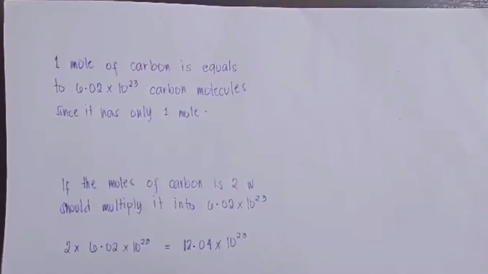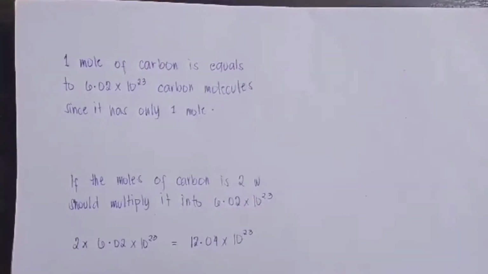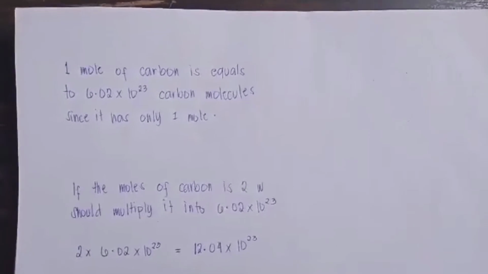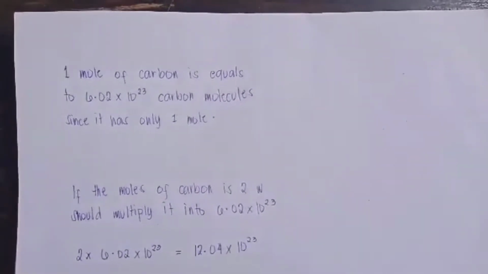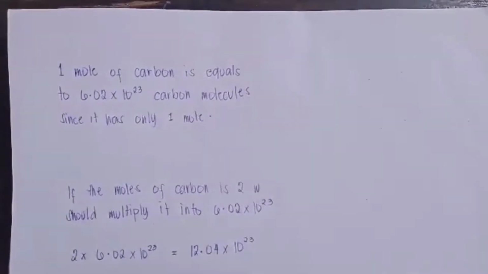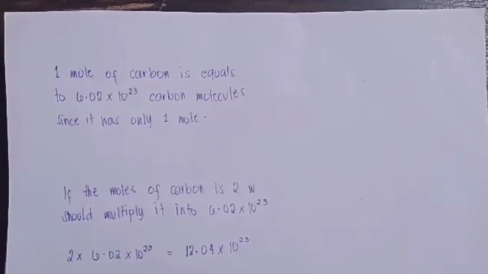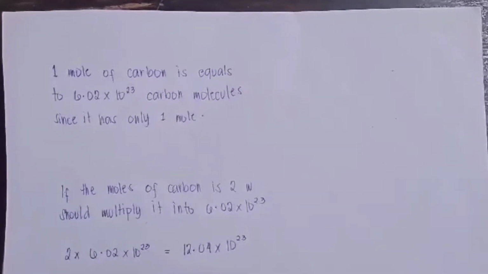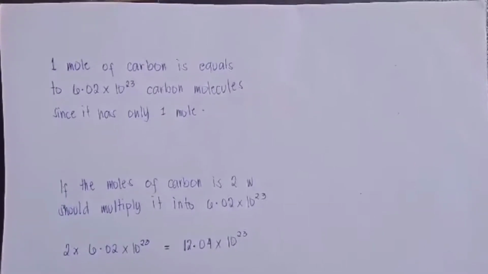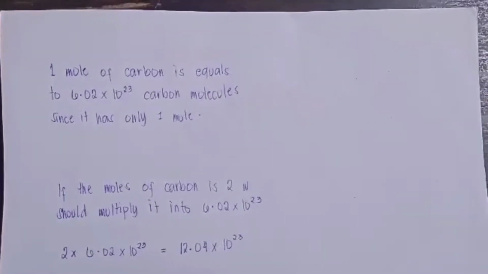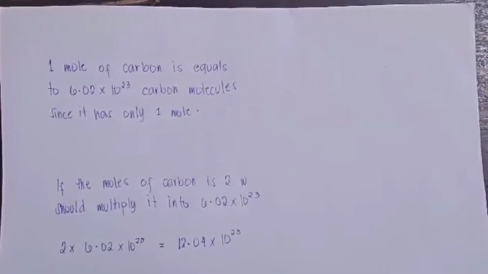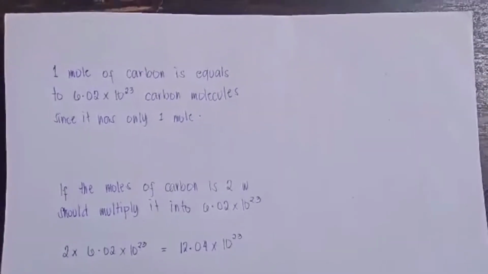For example, 1 mole of carbon is equal to 6.02 times 10^23 carbon atoms, since it has only 1 mole. Another example, if the moles of carbon is 2, we multiply it by 6.02 times 10^23. 2 times 6.02 times 10^23 is equal to 12.04 times 10^23.